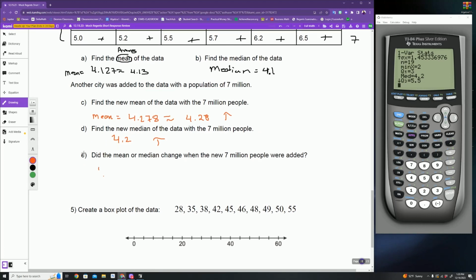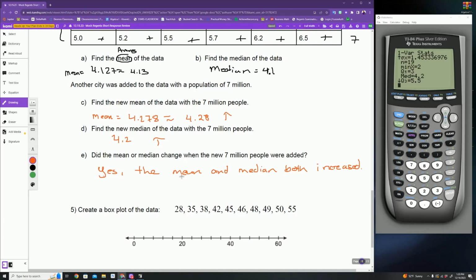Yes. The mean and median both increased. Okay.